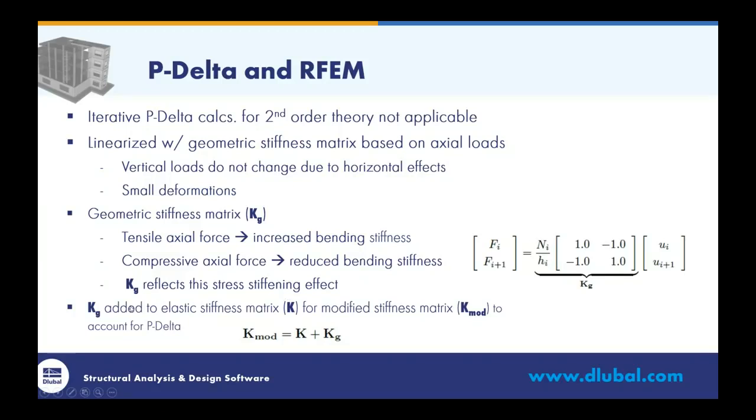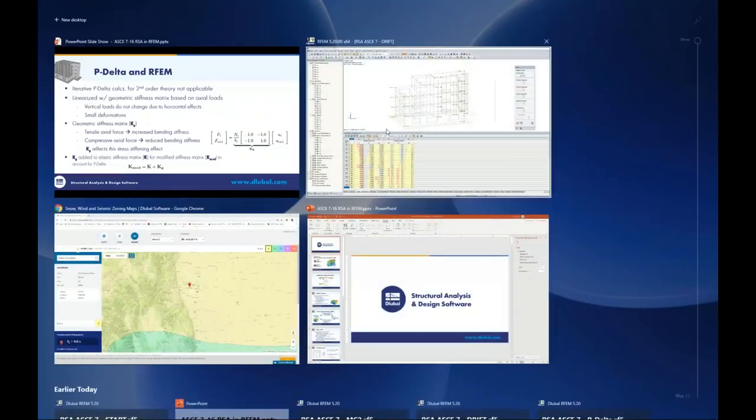So here, to account for P-delta, we can take the geometric stiffness matrix, we can add it to the elastic stiffness matrix K, which is what we've been using up until now, for a modified stiffness matrix K mod. So K mod is just simply K plus K_G. So how do we do this within RFEM?